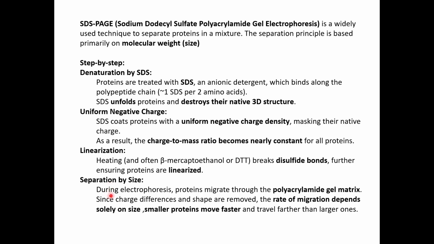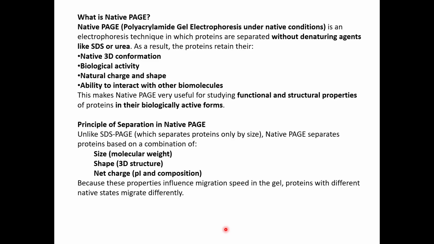So during electrophoresis, proteins migrate through the polyacrylamide gel matrix. Since charge differences and shape are removed here, that is neutralized, the rate of migration depends solely on the size of the protein, and the smaller proteins move faster and travel farther than the larger ones. So we get a gradient of high molecular size proteins to low molecular size in a descending order.